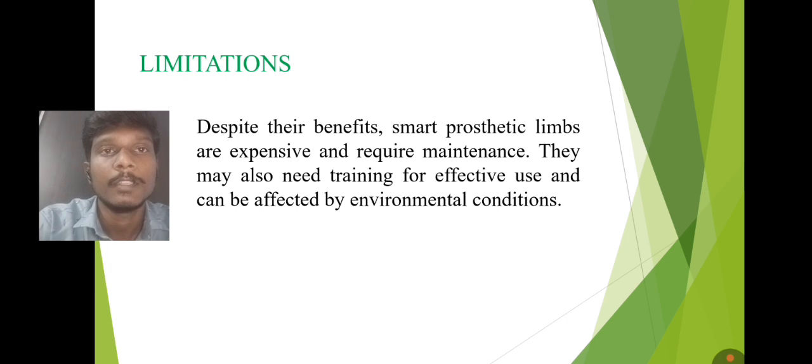Next, limitations. Despite their benefits, smart prosthetic limbs are expensive and require maintenance. They may also need training for effective use and can be affected by environmental conditions. That's all about the topic.